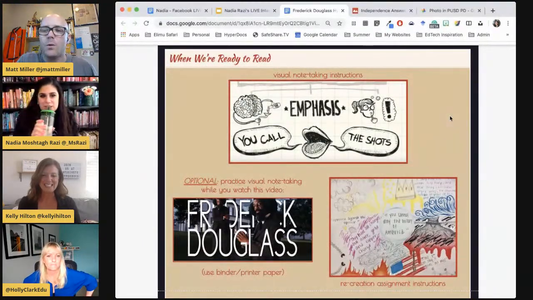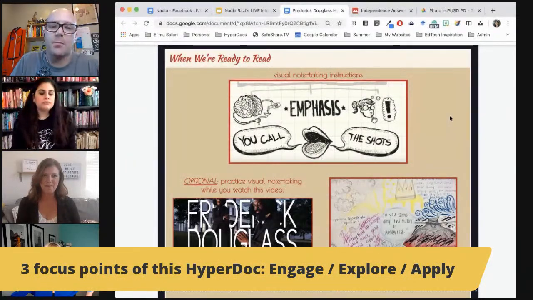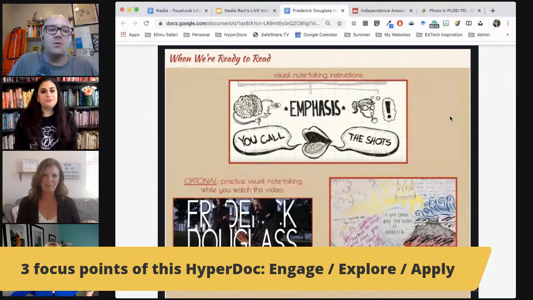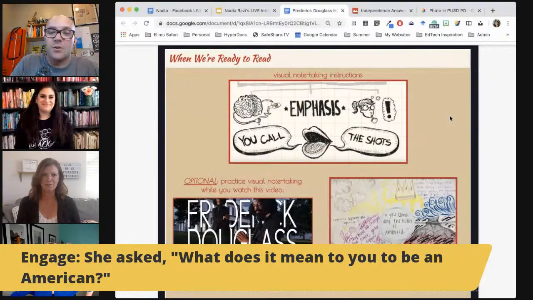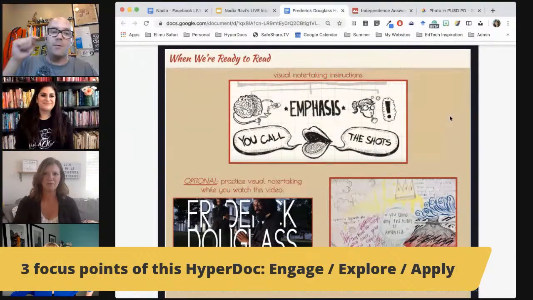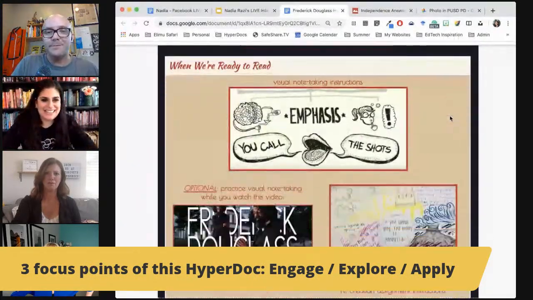So to this point, we've talked about the three focus points that you use to create this HyperDoc. We started with the engage part, where you asked that great question: what does it mean to you to be an American? And then we went into explore and saw the recitations of the speech and some history and a wide variety of different texts. And then there was the big stop sign. So after that, I assume that was the end of the explore, and now we're getting on to the apply part, right? Yes.